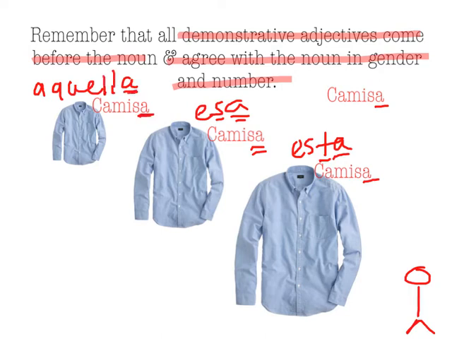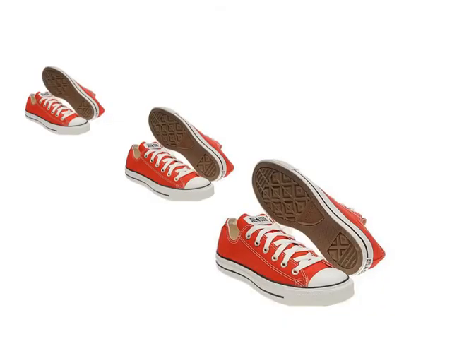Now, it's kind of up to you when you're deciding between esa and aquella, how far away something is, which one it deserves. So you can use your judgment on that, but when you have three, the one that's the furthest away would be aquella. Let's do one more example. Here we have los zapatos. Zapatos are masculine and plural, so we'll need to make sure that our adjectives are masculine and plural.